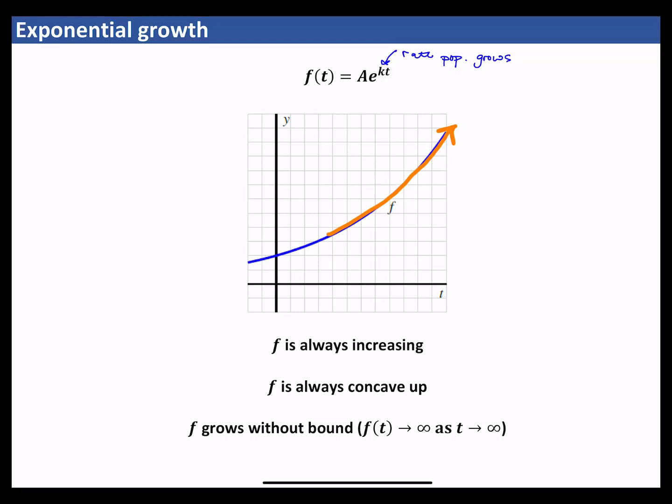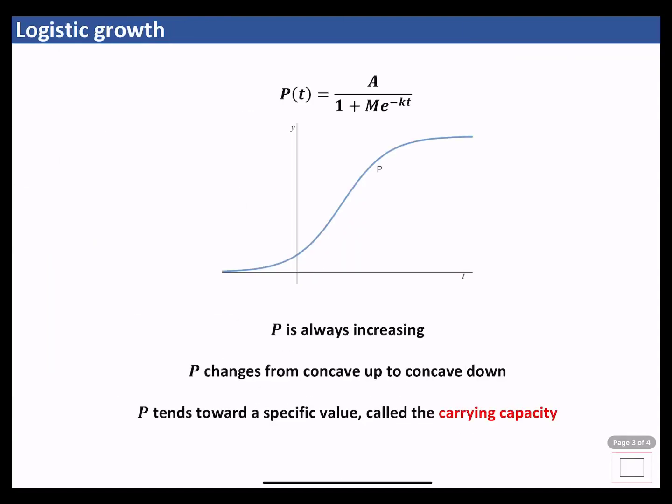In light of these observations, a different model is needed for population, one that grows exponentially at first but levels off later. Calculus can be used to develop such a model, and the resulting function is usually called the logistic function. A logistic function has the form p(t) = a divided by the quantity 1 plus m e^(-kt), where a, m, and k are positive constants.